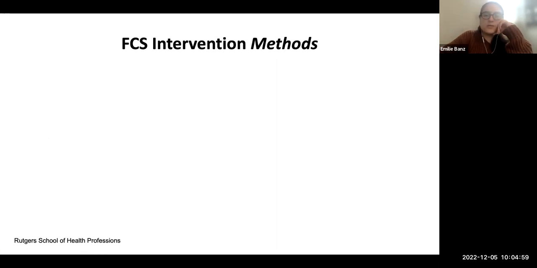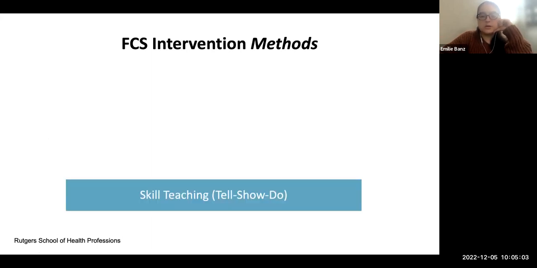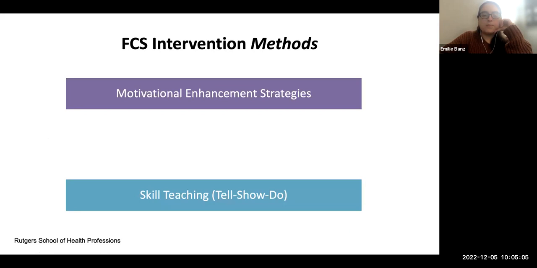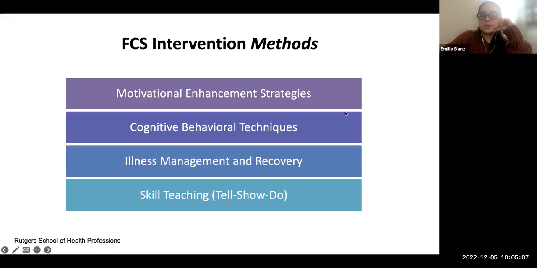So when thinking about some of these intervention methods, these are the different services that we're going to talk about. First, we're going to talk about motivational enhancement strategies. I'm going to talk a little bit about cognitive behavioral techniques, and then we're going to talk about illness management and recovery, and then I'm going to end with skills teaching and tell-show-do, because we're going to do a little bit of an activity.